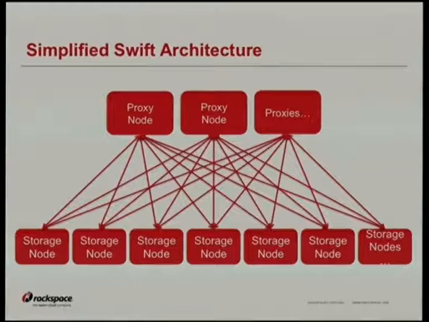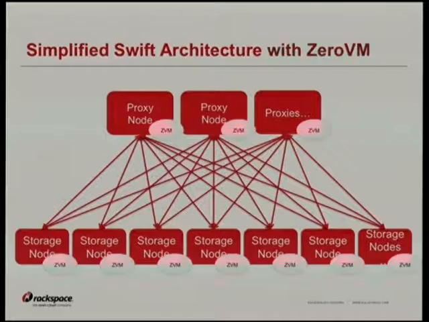So this is a very, please don't kill me if it's too simplified, simplified Swift architecture. So we essentially have proxy nodes, and the proxy nodes are the gatekeepers to all of the incoming connections. And then we have storage nodes, where all of our data lives on separate disks, and this is how the Swift architecture works.